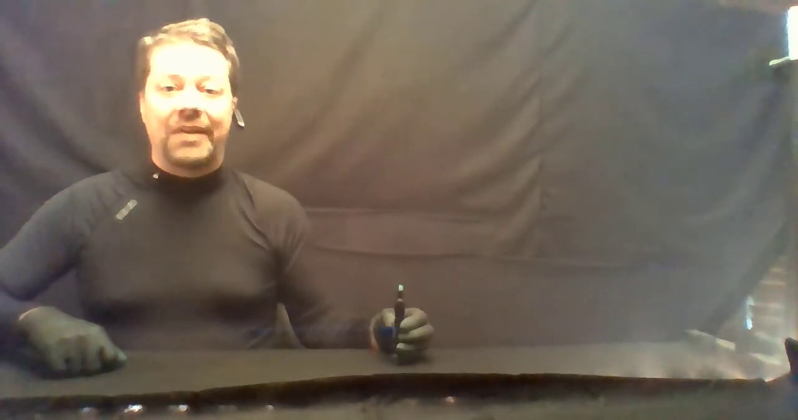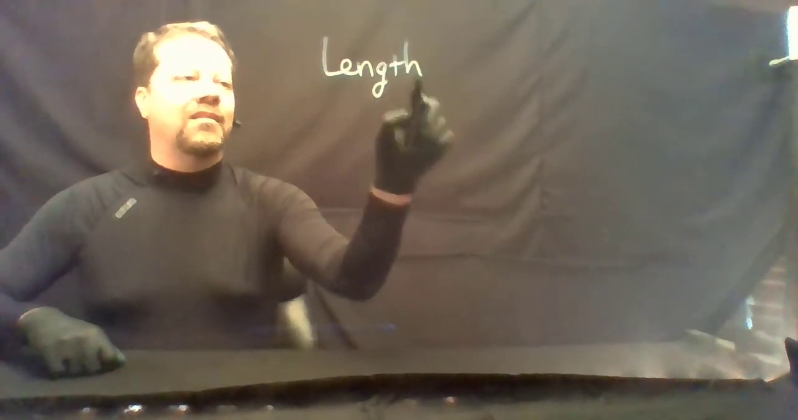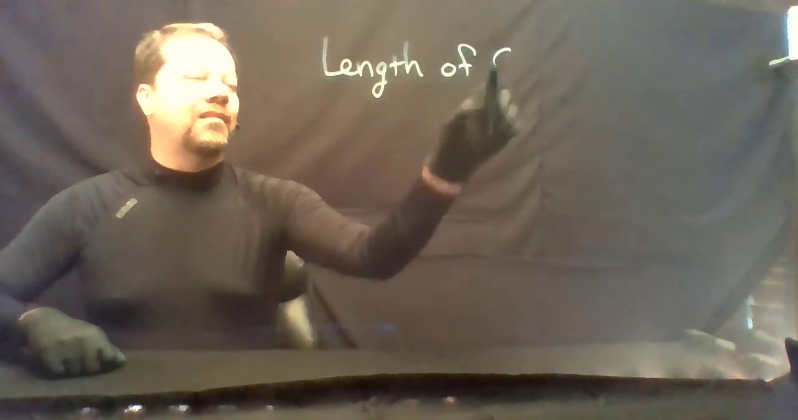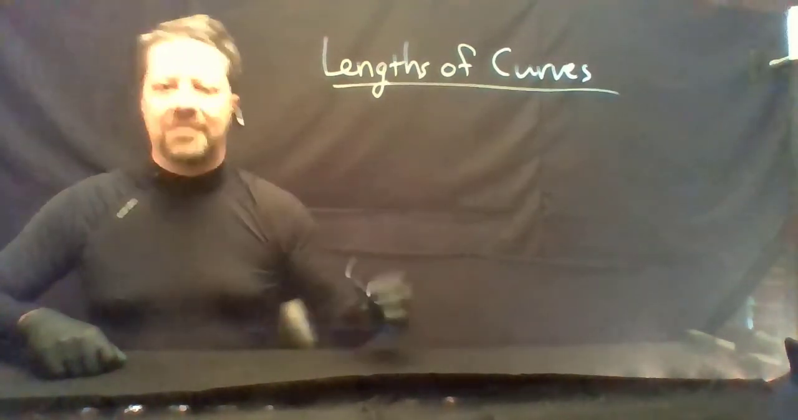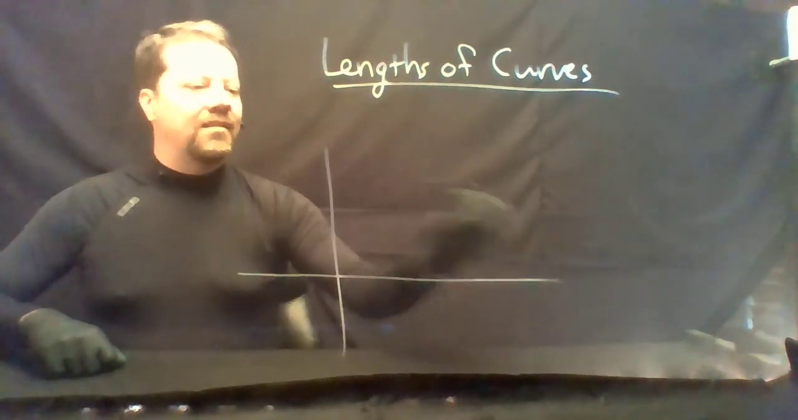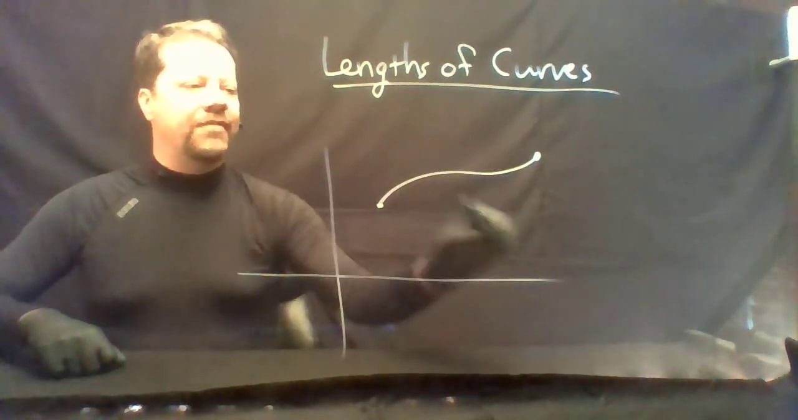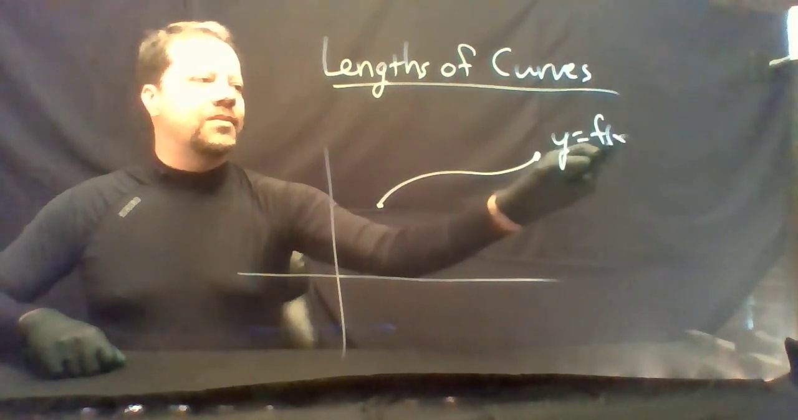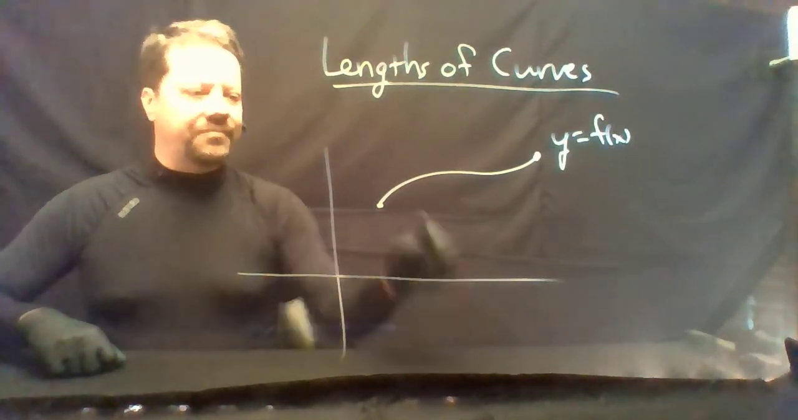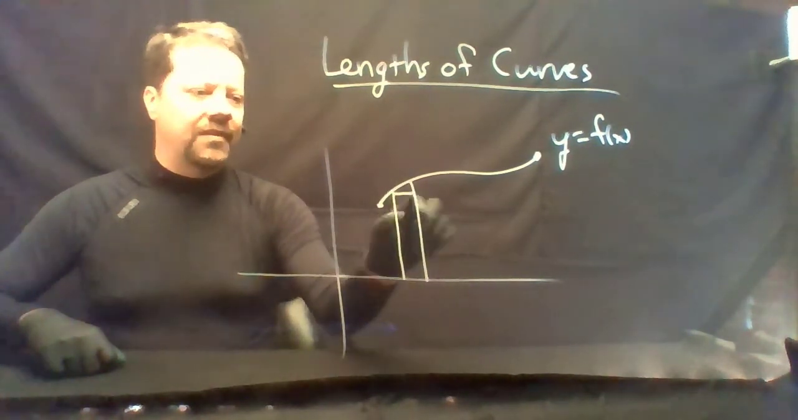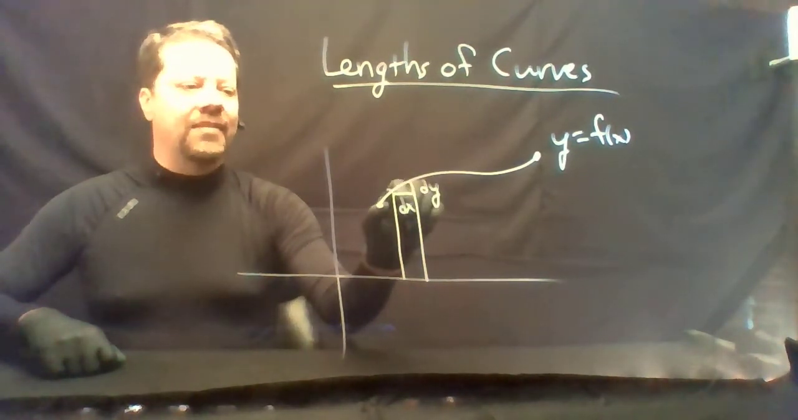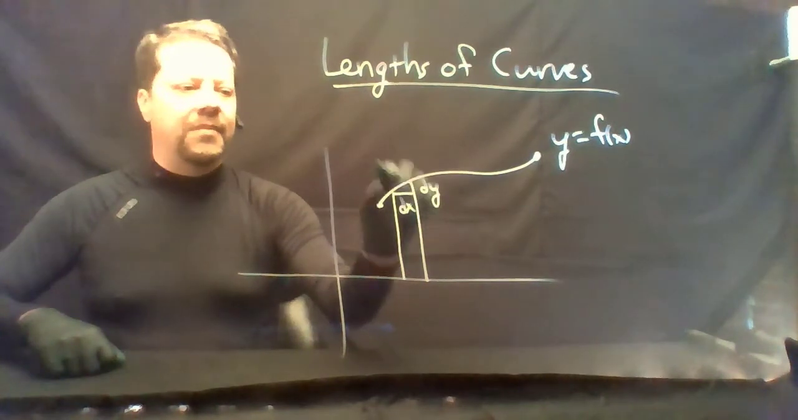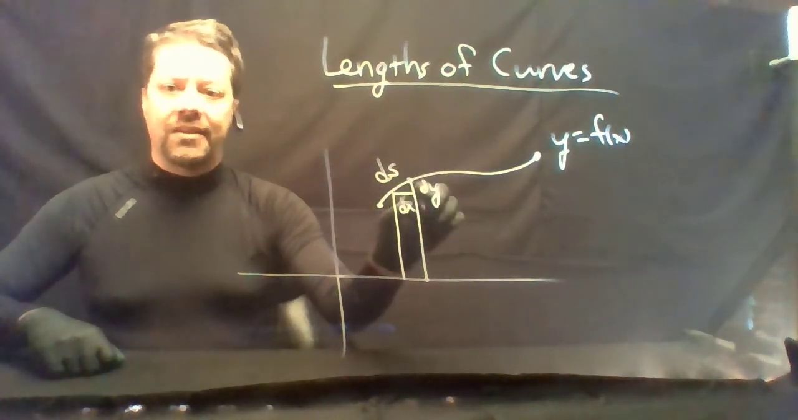Next, we're going to talk about how to find the length of a curve. So, lengths of curves. Suppose we have a curve described by y equals f of x. On some thin little slice here of width dx, we'll have a change in height by dy. We can use the Pythagorean theorem to approximate the change in the arc length.